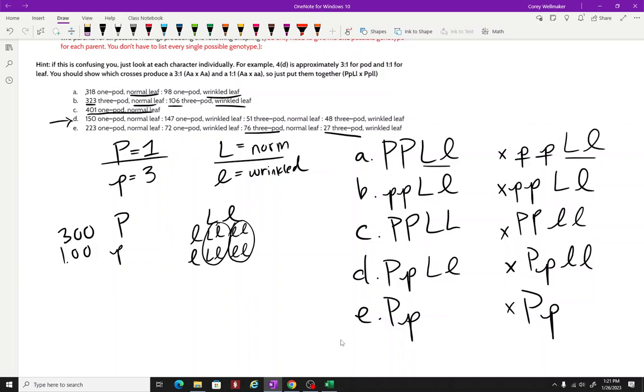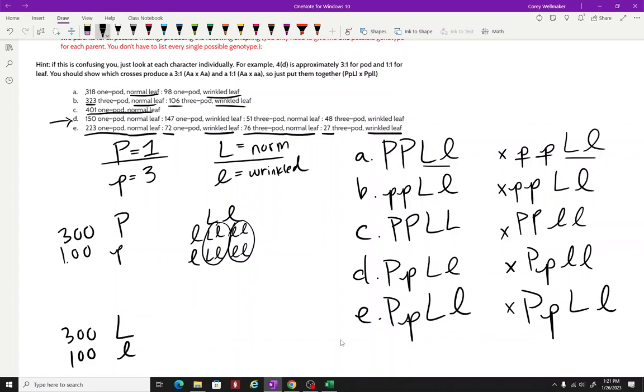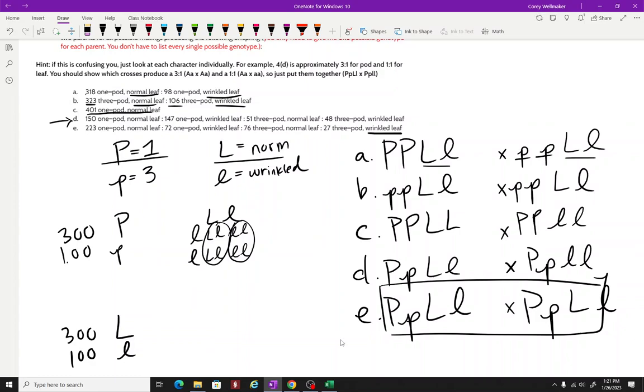And now let's do leaves. Normal, normal. So that's like 220, 76. That's about 300. Normal, capital L, that's dominant. And then wrinkled is 72. Wrinkled, 27, that's about 100. Lowercase l. So it's a 3-to-1 dominant recessive. That's heterozygous crossed with a heterozygous. And look, this cross should produce a 9331 if the genes are on different chromosomes.